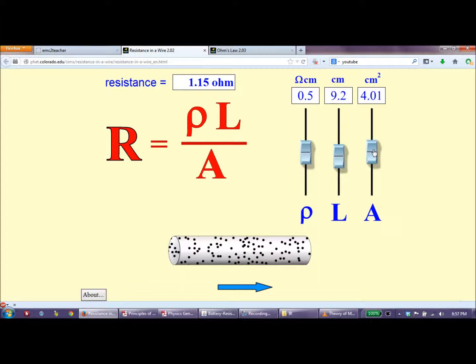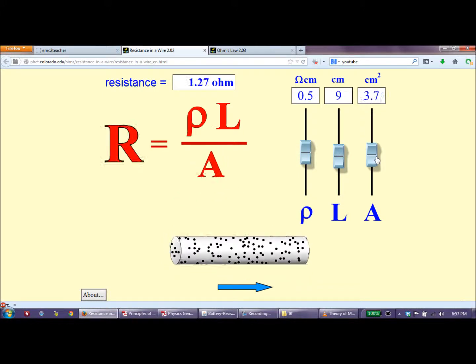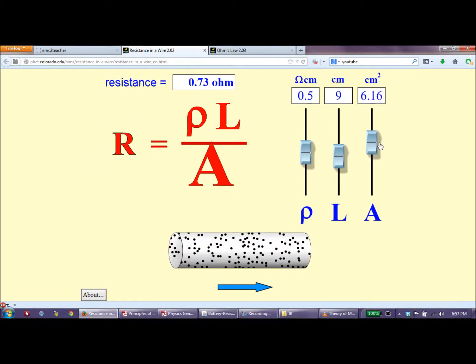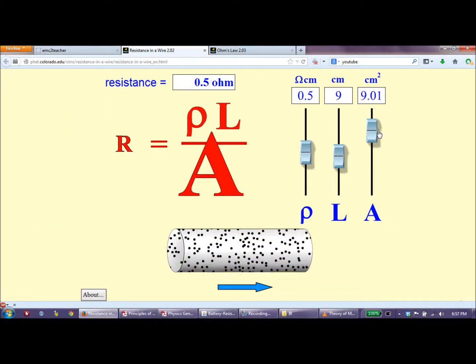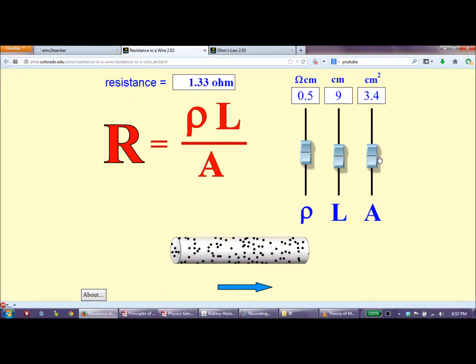With the cross-sectional area, I have that inverse relationship where I increase the area and I decrease the resistance. Since a lot of the current goes through the surface area, the outside, this is related to that. But what you really need to know and concentrate on is that they have that inverse relationship there. All right.